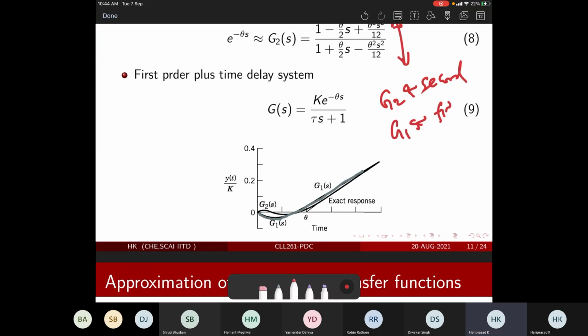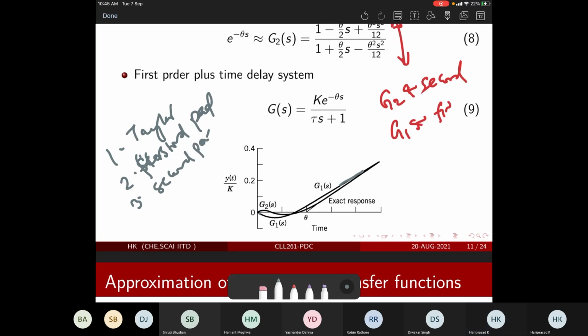So, give me a minute. So there are two things. One is the Taylor series, second is the first order Padé, and third is the second order Padé. So what you would really see here, if it is, of course, this Taylor series is not being shown, I suppose. Taylor series would have a much bigger dip. The first order Padé, the level of inverse response is much lesser.